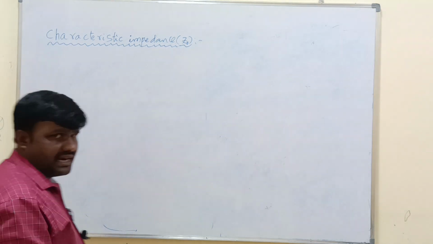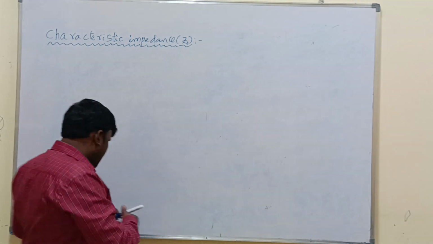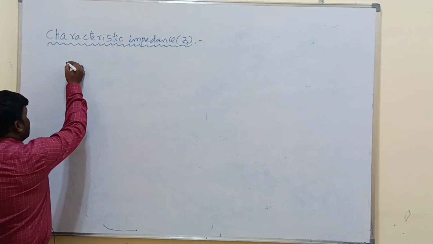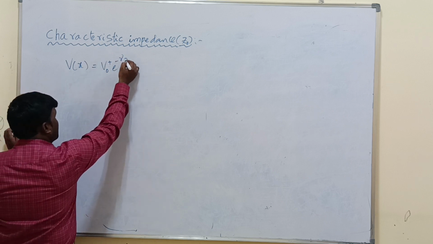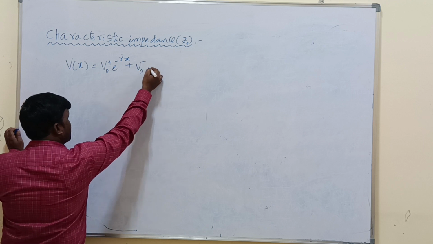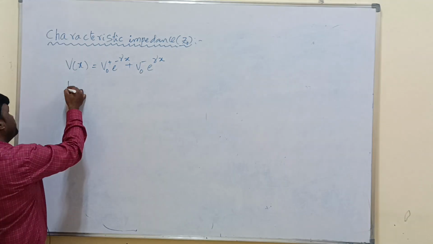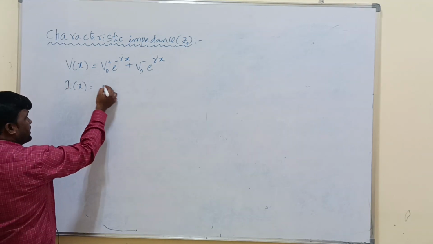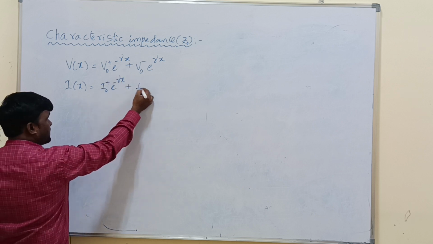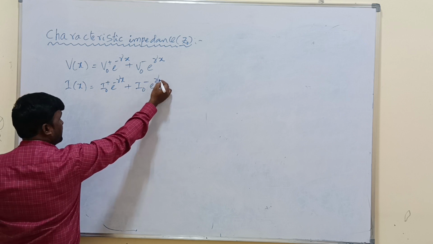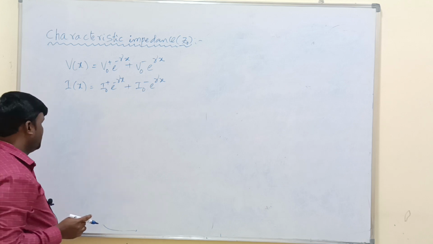In the last class, we derived voltage and current equations. From those equations, we got V of x as V naught plus e to the power minus gamma x, that is the forward voltage, plus the reverse voltage, that is V naught minus e to the power gamma x. Similarly, the current I of x also consists of forward current, I naught plus e to the power minus gamma x, and reverse current, I naught minus e to the power gamma x. So these are the voltage and current equations of the transmission line.